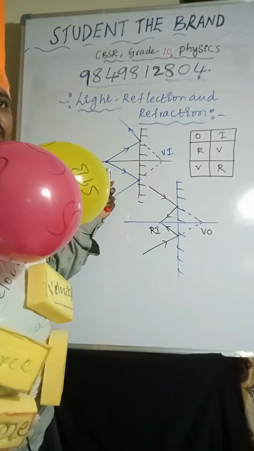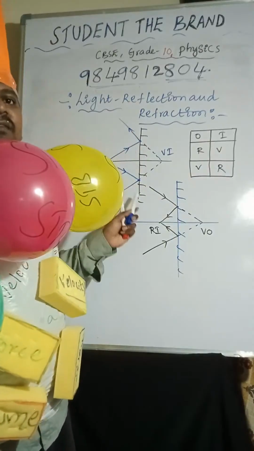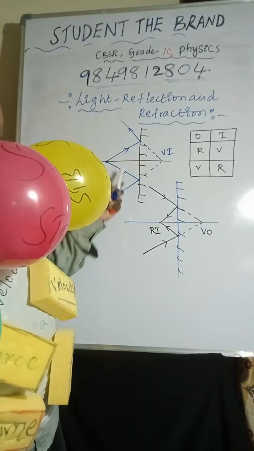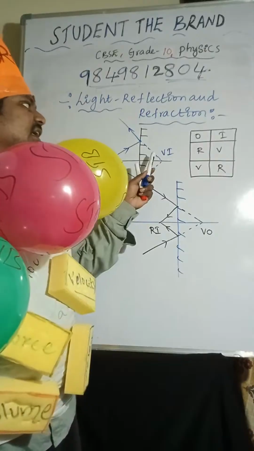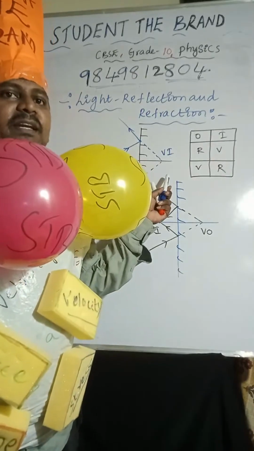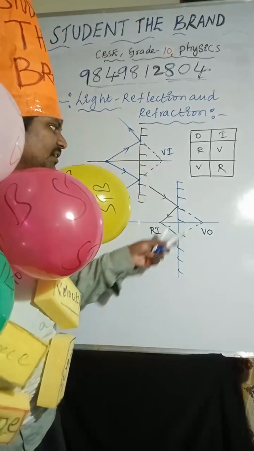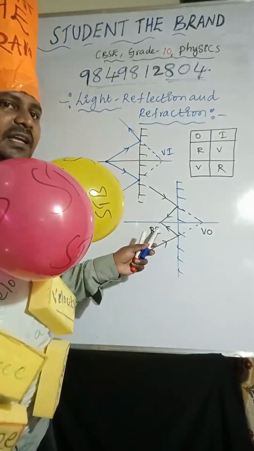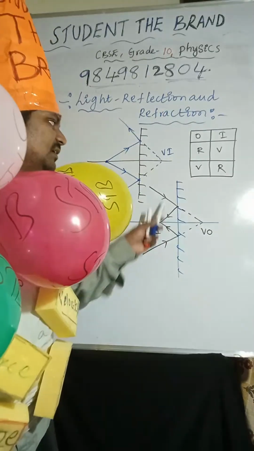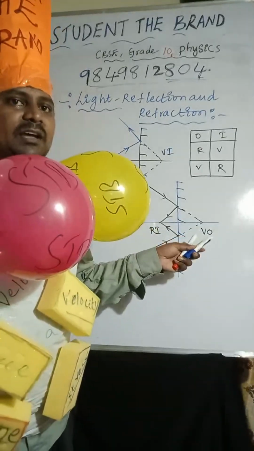Here, from this point, light rays are coming. After incidence, the light rays are moving away. If you extend these reflected light rays, the extended reflected light rays meet at one point, and that is a virtual image. Here the incident light rays, after reflection, meet at one point and the image forms there; that is a real image. We are extending the incident light rays, and the extended incident light rays meet at a virtual object.